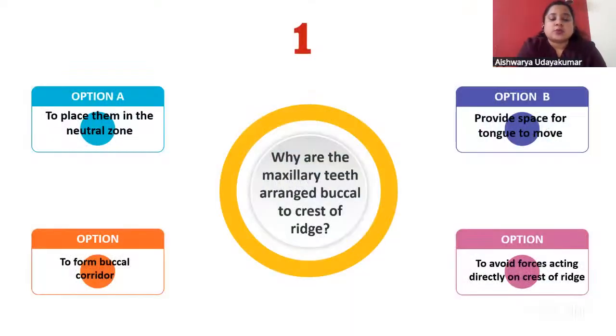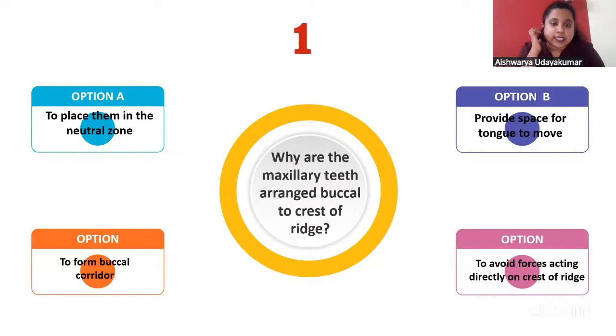So we'll start with our first question, which has come in the NEET exam. Why are the maxillary teeth arranged buccal to the crest of the ridge? Now we have four options. Option A, to place them in the neutral zone. Option B, to provide space for the tongue to move. Option C, to form the buccal corridor. Option D, to avoid forces directly acting on the crest of the ridge.